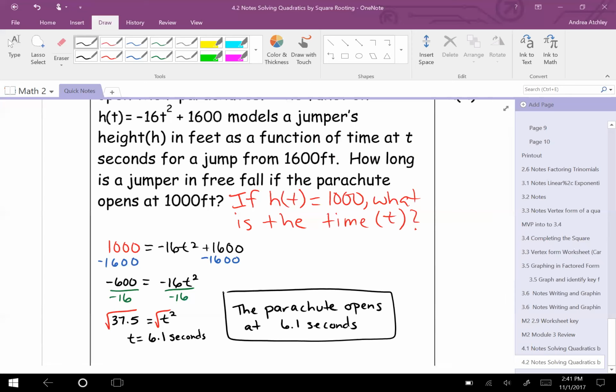Any questions over that? Now, do I need the negative 6.1 seconds? No. Right, that doesn't make sense. I would never say that I traveled for negative 6.1 seconds. Yes. The square root of 37.5. I plugged it into my calculator, and the square root of 37.5 was 6.1237243. So I rounded to the nearest tenth. Okay. Any other questions?